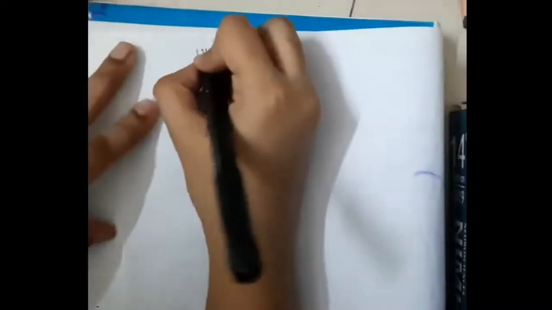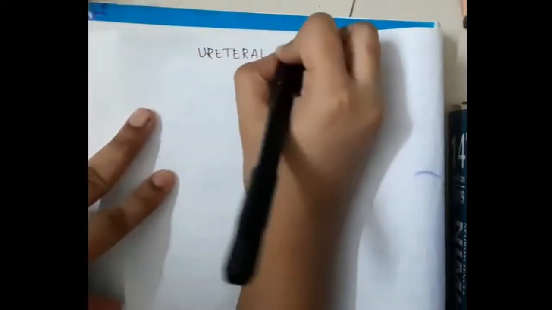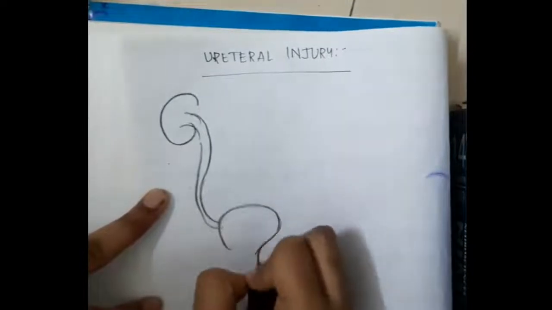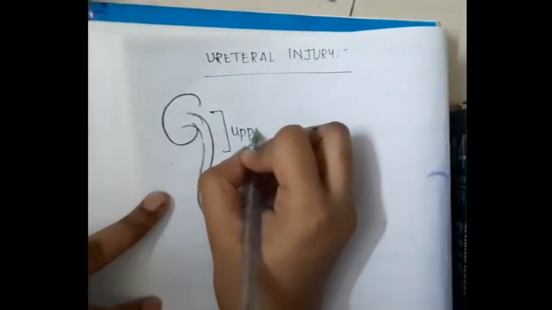Now we have to learn about the ureteral injuries. Okay, next topic. So the most common cause of ureteral injury is iatrogenic, especially in gynecological surgeries.